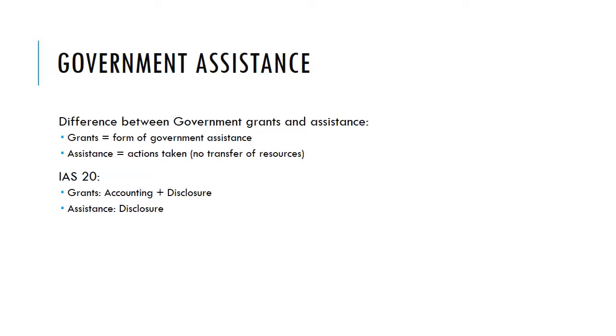Just as a summary, what is the difference between government grants and government assistance? Grants are a form of government assistance. Assistance is where actions are taken and there's no transfer of resources. Where with grants, as we've learned, it is a transfer of resources to the entity, where assistance is just actions taken. IAS 20 also tells us that grants are accounted for and disclosed, and assistance is just disclosed.